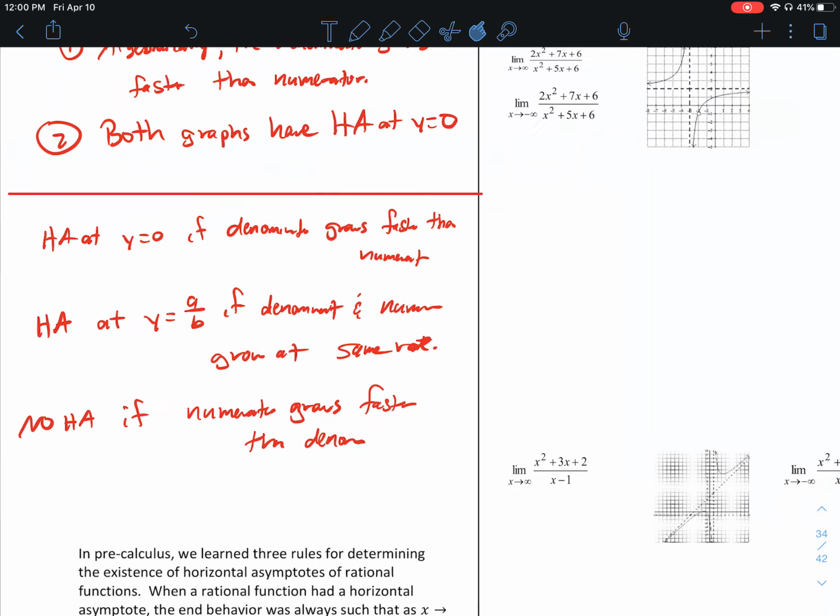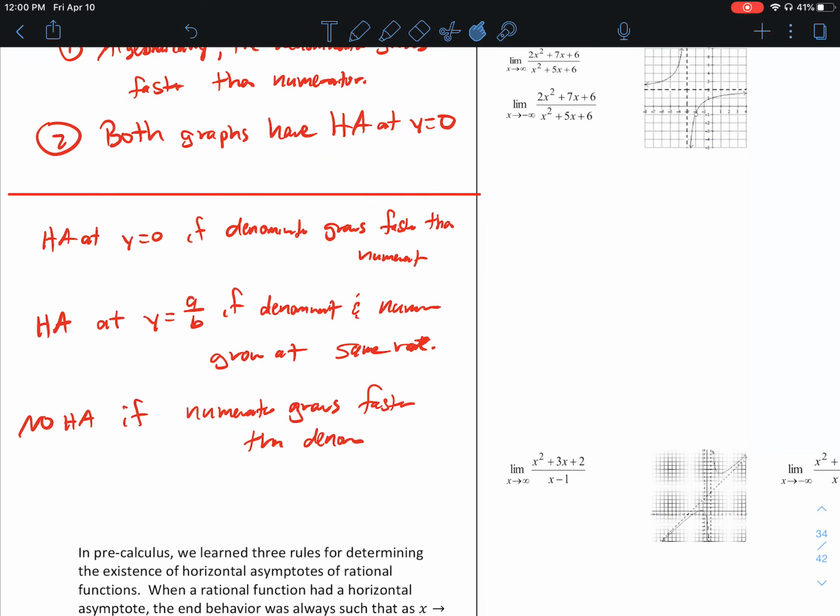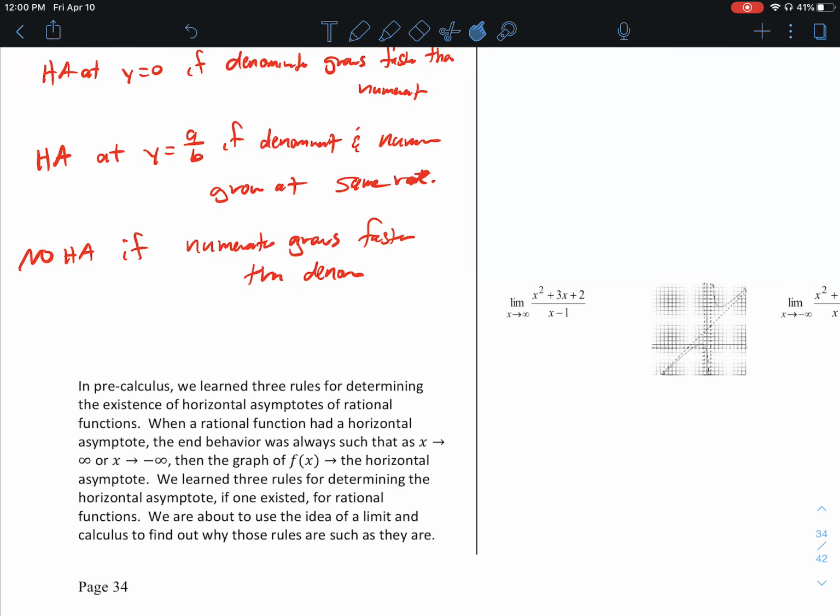As far as slants go, you can write this down if you want. For slants, if the degree of the numerator is exactly one more than the denominator, there is going to be a slant asymptote.